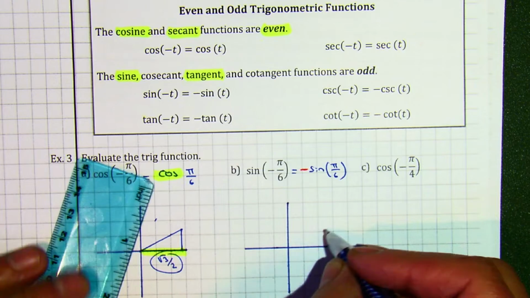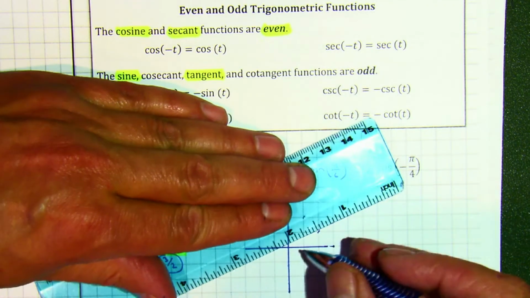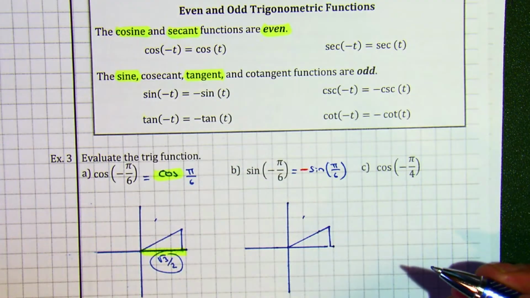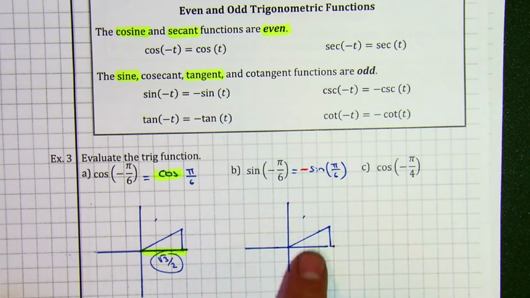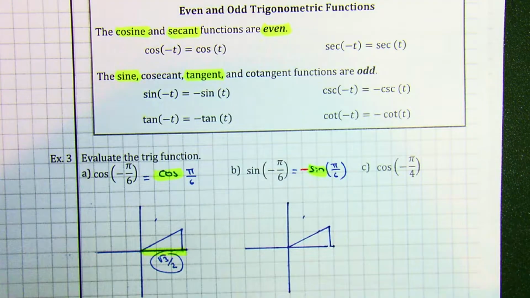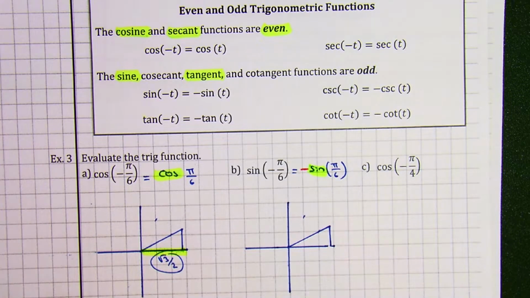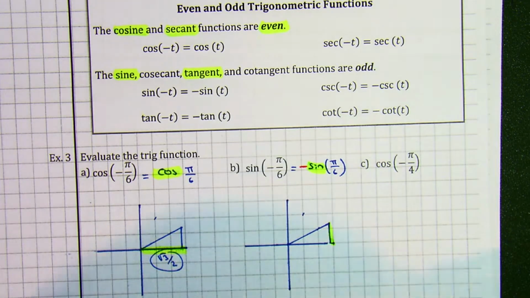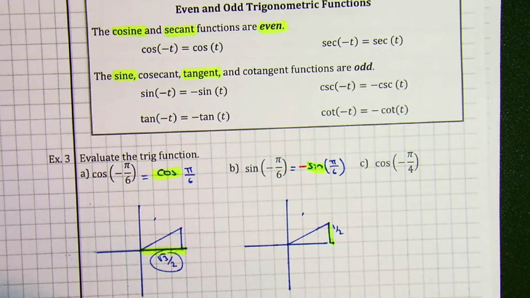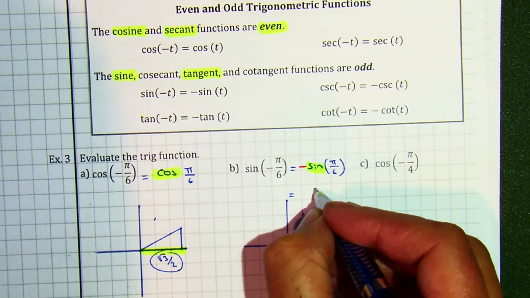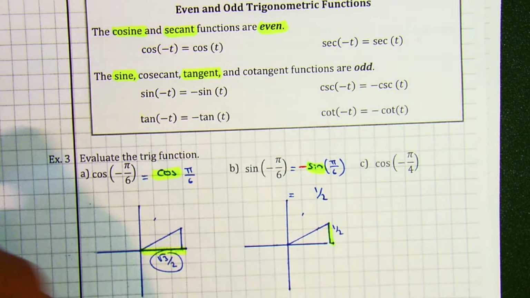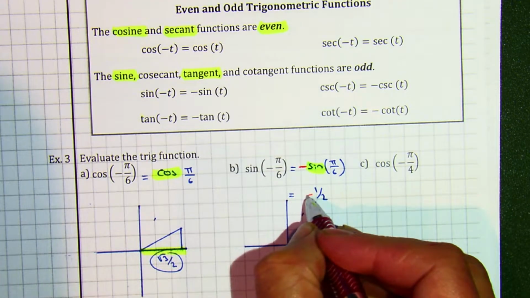Pi over 6 is here, my 30-degree angle, the 30-60 triangle. And I know what you're thinking, can I just use this triangle? No, you must draw a new one. My sine, is that my x or my y? My sine is my y value. My y value is 1/2. So therefore, because it's the shorter side, it's 1/2, and therefore the answer will be negative.